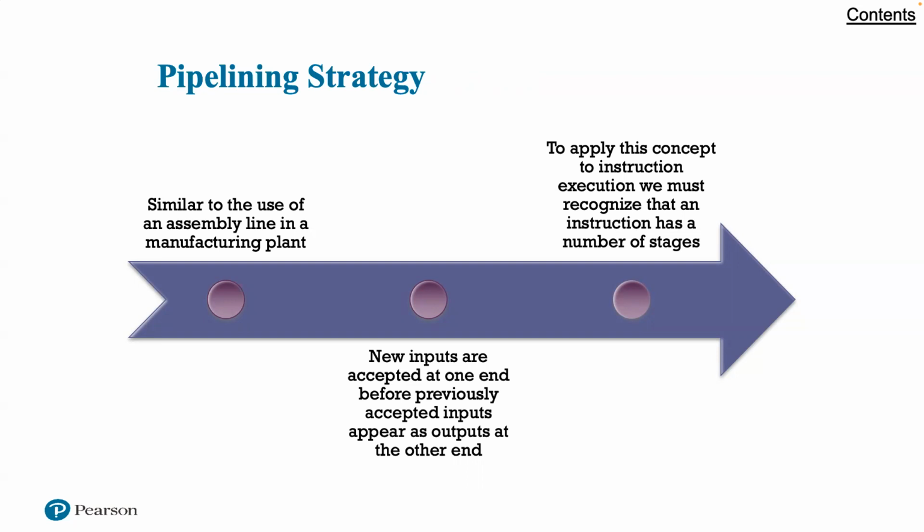Instruction pipelining is similar to the use of an assembly line in a manufacturing plant. An assembly line takes advantage of the fact that a product goes through various stages of production.